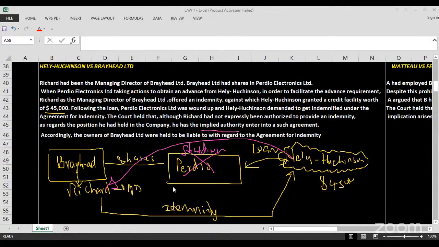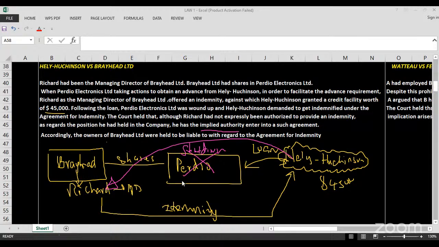Now, Purdue is another company, and this Brayhead bought some shares in Purdue Electronics. Hely-Hutchinson is going into an agreement with Purdue. Even for Purdue, Richard is just the managing director of Brayhead, not Purdue's. How can he indemnify them? Is there any logic there? But here the court is saying that since Richard's position is MD, he gets an implied authority. Based on his position, he's receiving a power, so because of his power he goes into the agreement.